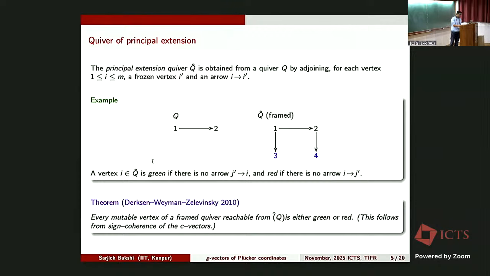Derksen, Weyman, Zelevinsky in their fundamental paper have shown that every mutable vertex of a framed quiver which is reachable from Q is either green or red. There is a typo here. This is really the sign coherence of the C vectors, which they proved using quivers with potential.